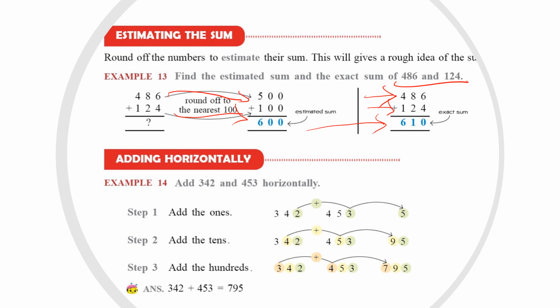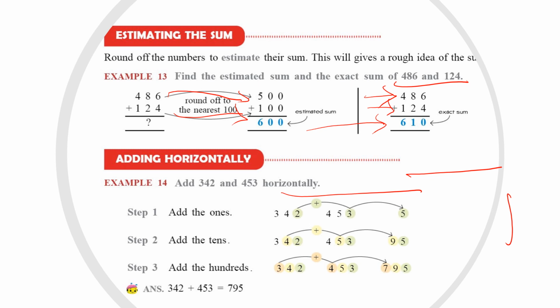Next one, adding horizontally. What is adding horizontally? You know what is horizontal? So, this is horizontal. Normally, we do addition like this. We write the numbers and add like this. That is vertical. Now, we are going to add horizontally. This is how we are going to add now.